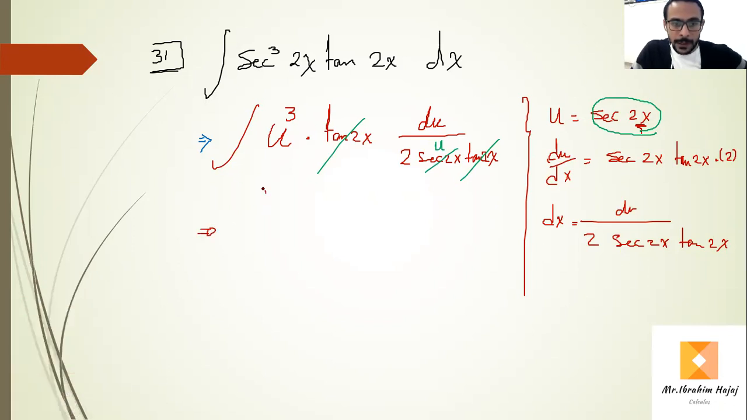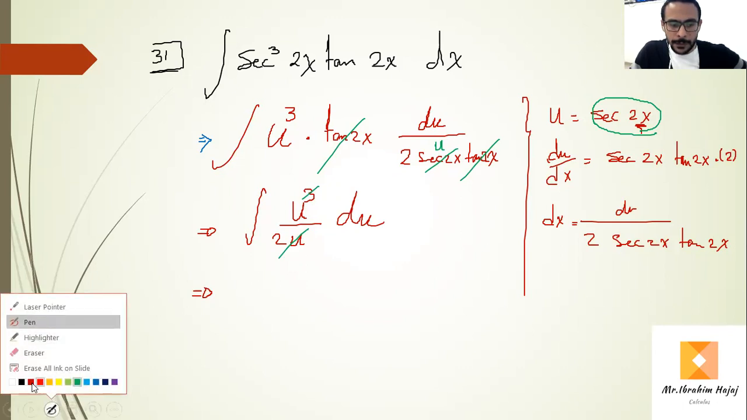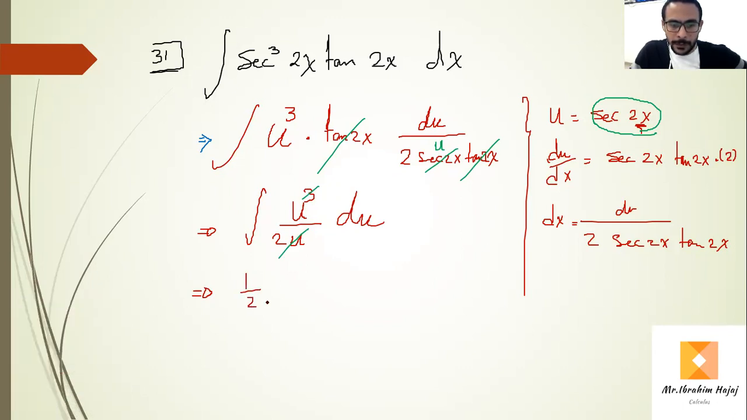What's the final answer? The next step is u cubed over 2u, du. Could you repeat why we made it over 2u? Over 2u, and cancel out the u with the u cubed. Yes, 1/2 is a constant, and u squared remains. Plus du. So it's 1 over 2.